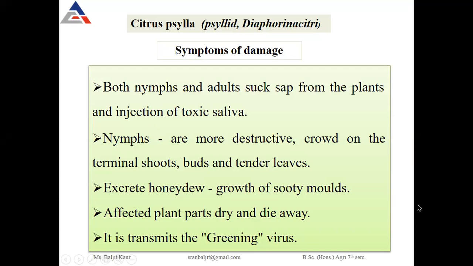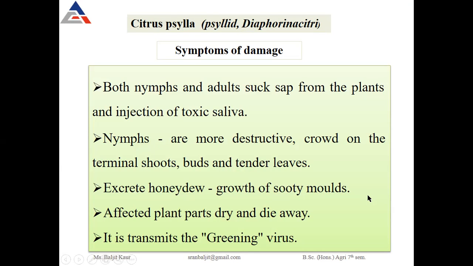Next one is citrus psylla. The nymphs and adults of the citrus psylla suck sap from the plants and also inject toxic saliva into the plants. Nymphs are more destructive. They crowd on the terminal shoots, buds and tender leaves. They excrete honeydew, and there is growth of sooty molds.